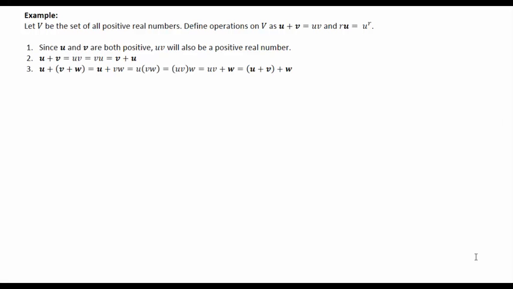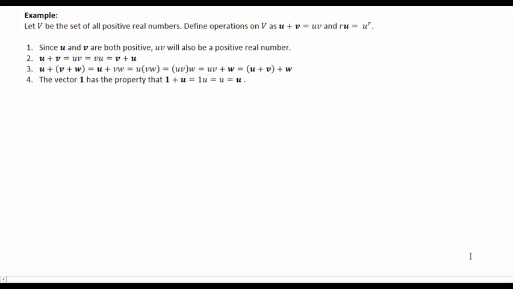u plus v plus w. Well, v plus w just means v times w. Adding in the extra u means we're going to multiply that by u. The order of parentheses doesn't matter in regular positive number multiplication, so we can move it around. We can then break that up to u times v plus the vector w, and u times v means u plus v, plus the vector w.